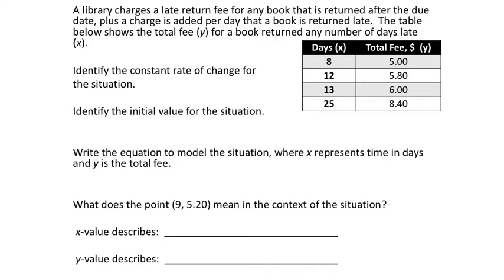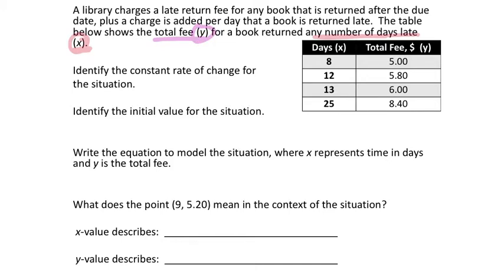So next one, the library charges a late return fee for any book that is returned after the due date, plus the charges added per day that a book is returned late. The table below shows the total fee for a book returned any number of days late. And this one, see here, they even told us which one's X and Y. So we can see the number of days late, that's our X values, because they show us the X right there. And then the total fee there, that's going to be our Y values, okay?